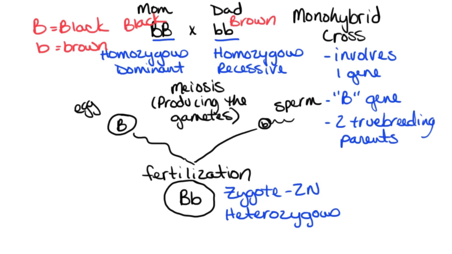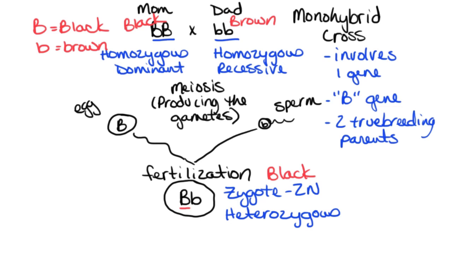Now, when we look at the zygote, we can assign a phenotype to the zygote as well. Since we have at least one capital B here, we know that the zygote is also going to be black. That one is going to be just as black as the mother was. We wouldn't even be able to visually tell that there is information in that individual for making brown in the presence of the lowercase b.